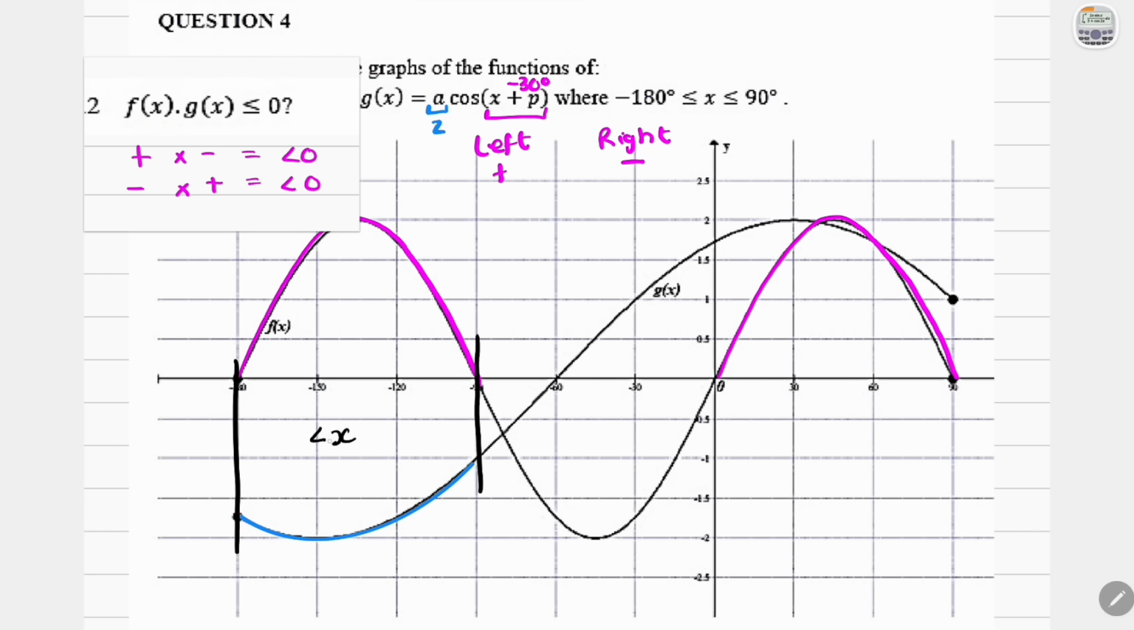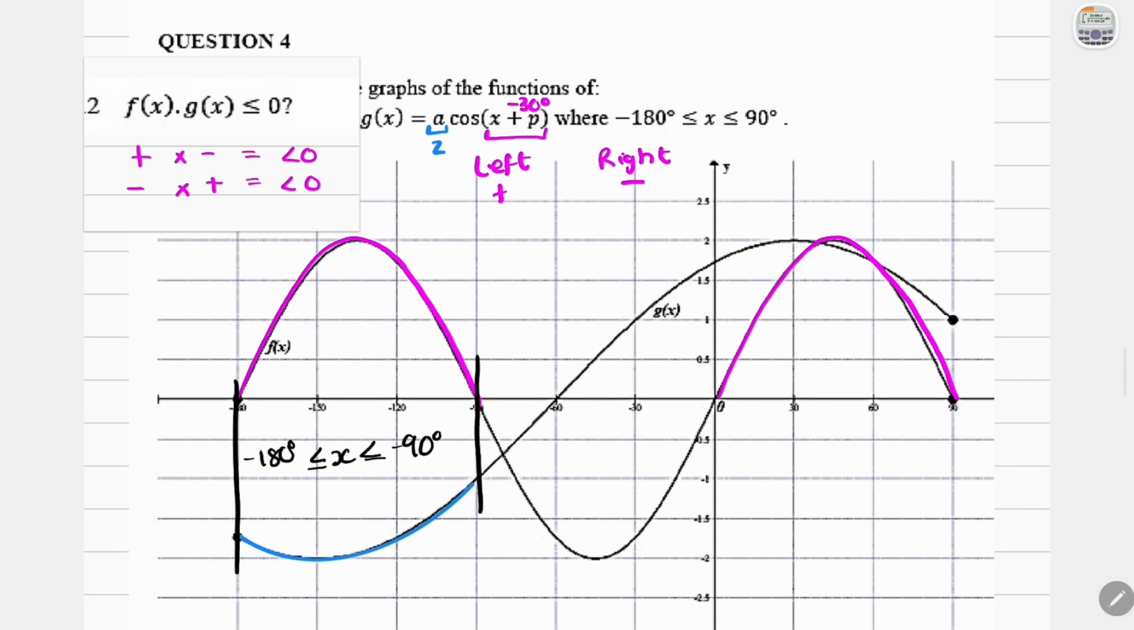So we know that x is greater than or equal to negative 180 degrees, because you can see that here at negative 180 degrees, the graph of f has a y value of 0. Multiplied by whatever y value that is, it will still give you 0, which is one of our requirements. Okay, so greater than or equal to negative 180 degrees, but less than or equal to negative 90 degrees. Same story at negative 90 degrees. We can see that at that point, we have a y value of 0 for the graph of f.